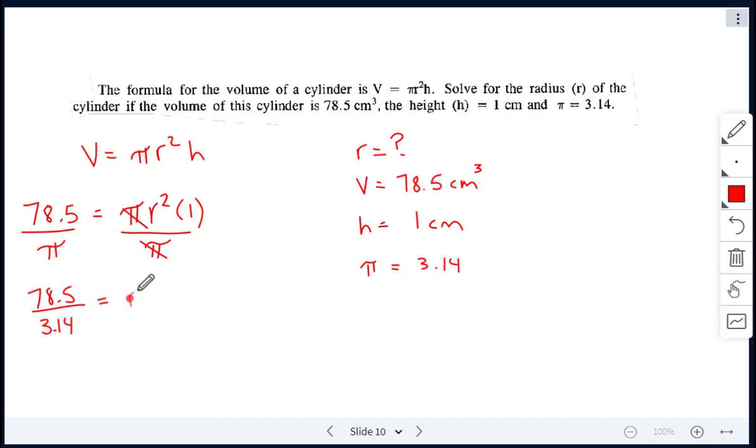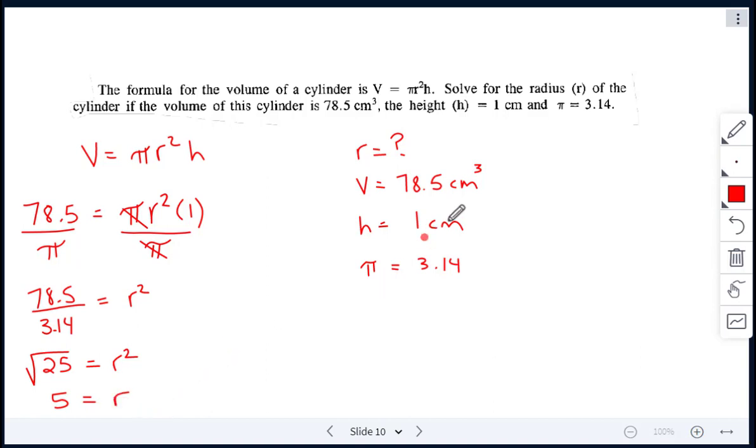And that'll give me r squared times 1, which is just r squared. All right, so in your calculator, 78.5 divided by 3.14, that gives me 25. So what we know is 25 is equal to r squared. Remember, the opposite of r squared is to take the square root. So you've got to take the square root of 25 to solve for r. So therefore 5 is equal to r.